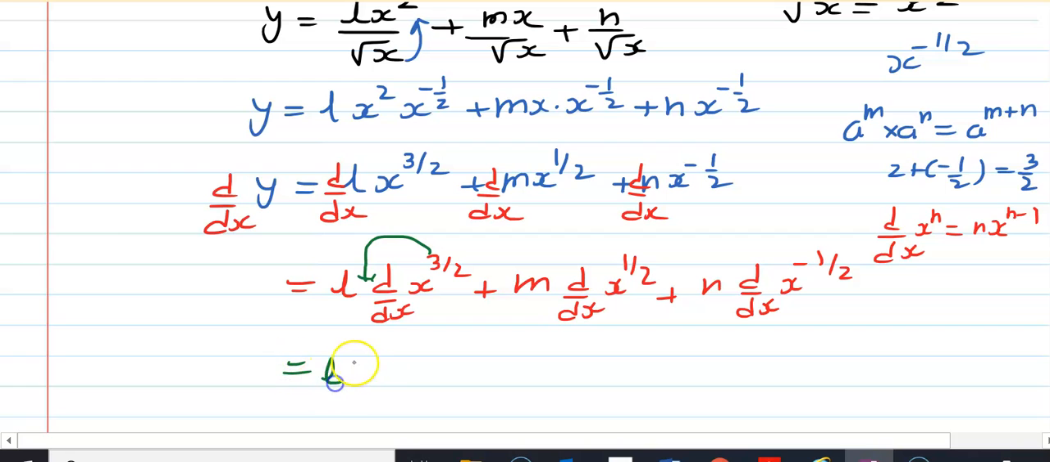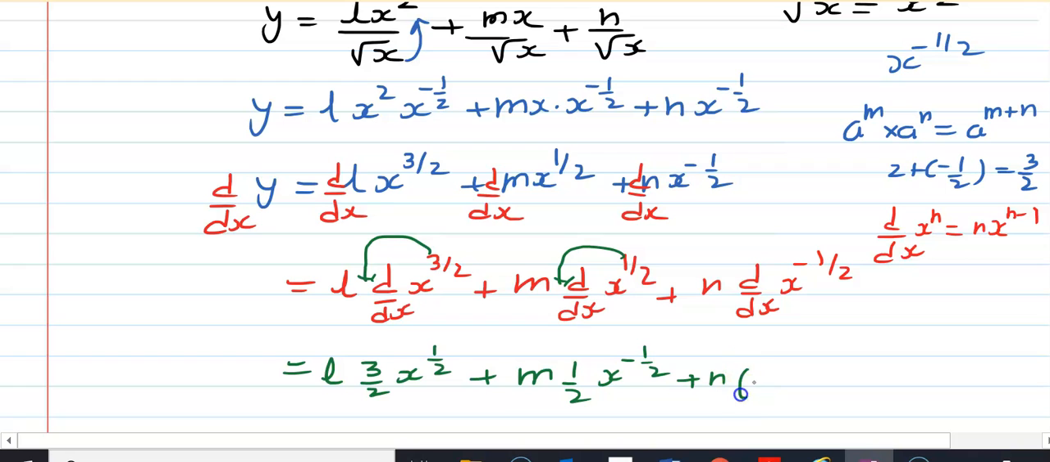So it is L, 3 by 2 is coming forward and it is x to the power half. Similarly, this will be m. Here 1 by 2 is coming forward, so m, 1 by 2, half minus 1, that is minus half. And here it is n. Minus half is coming, so we can write it in a bracket, minus half, so that we do not commit any mistake. Minus half minus 1 is minus 3 over 2.